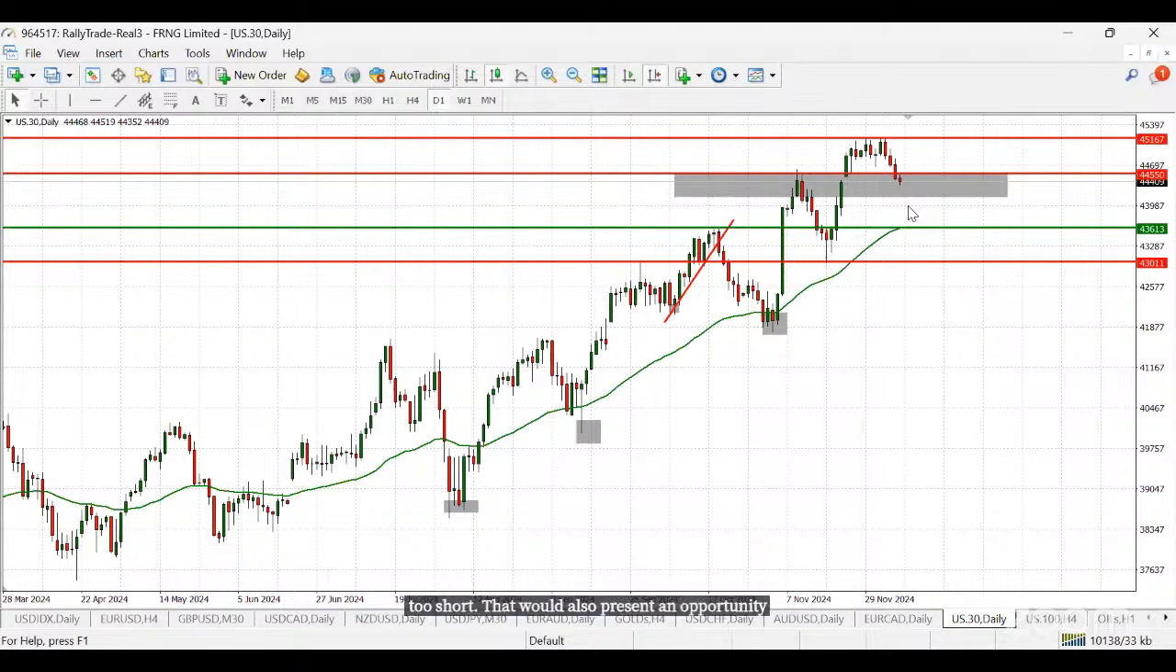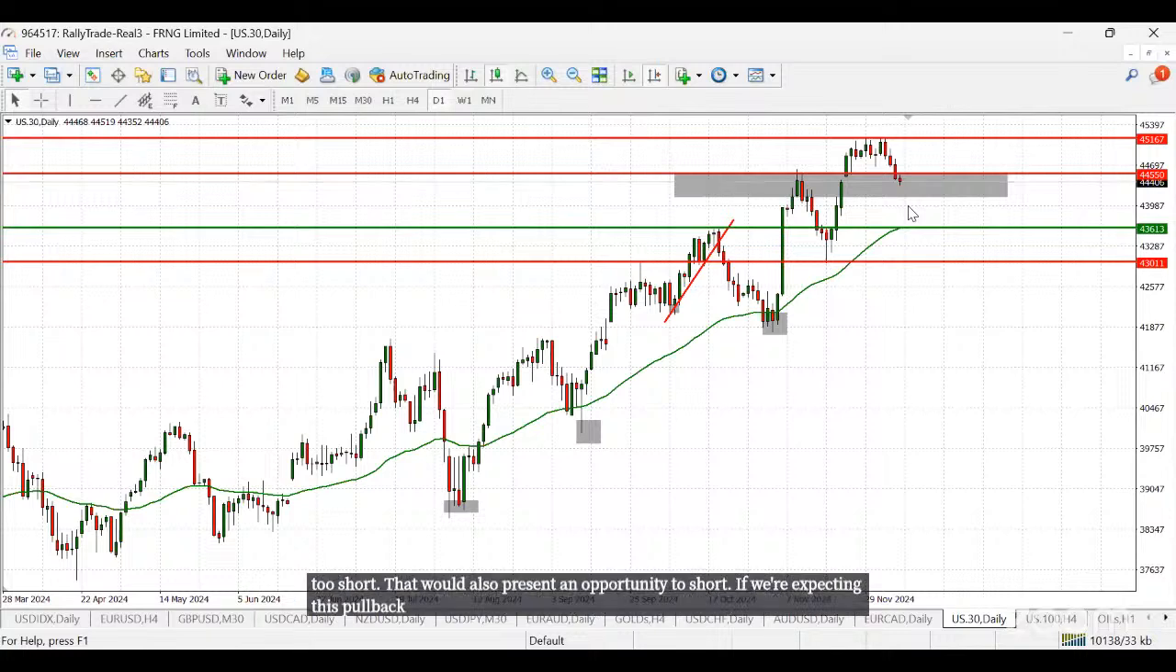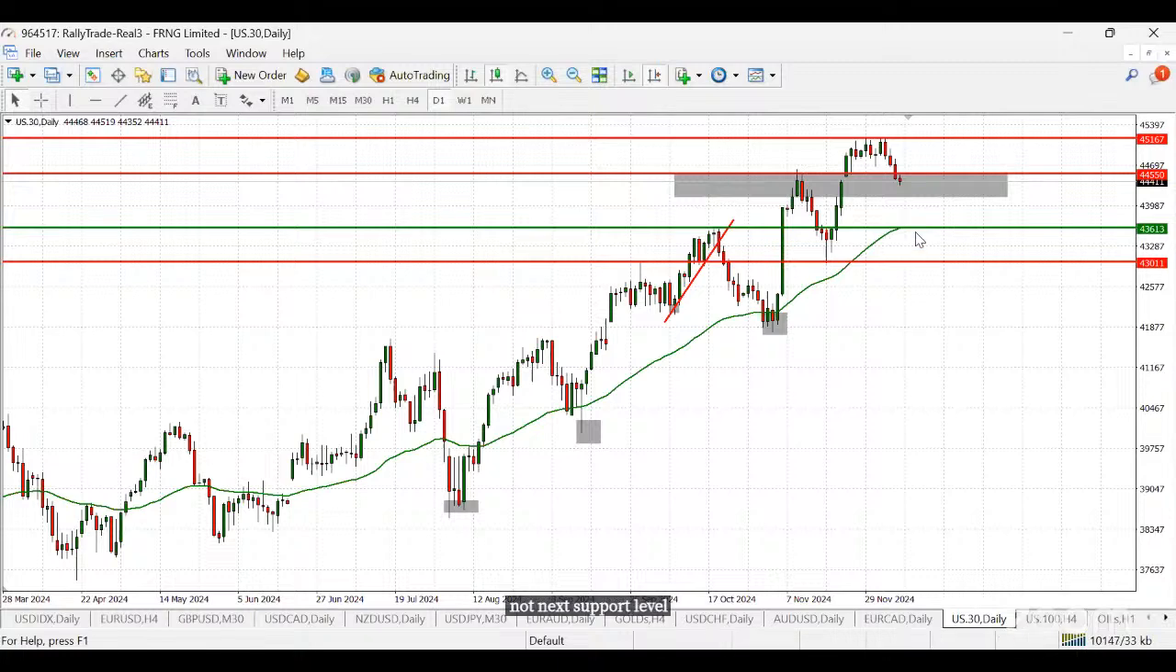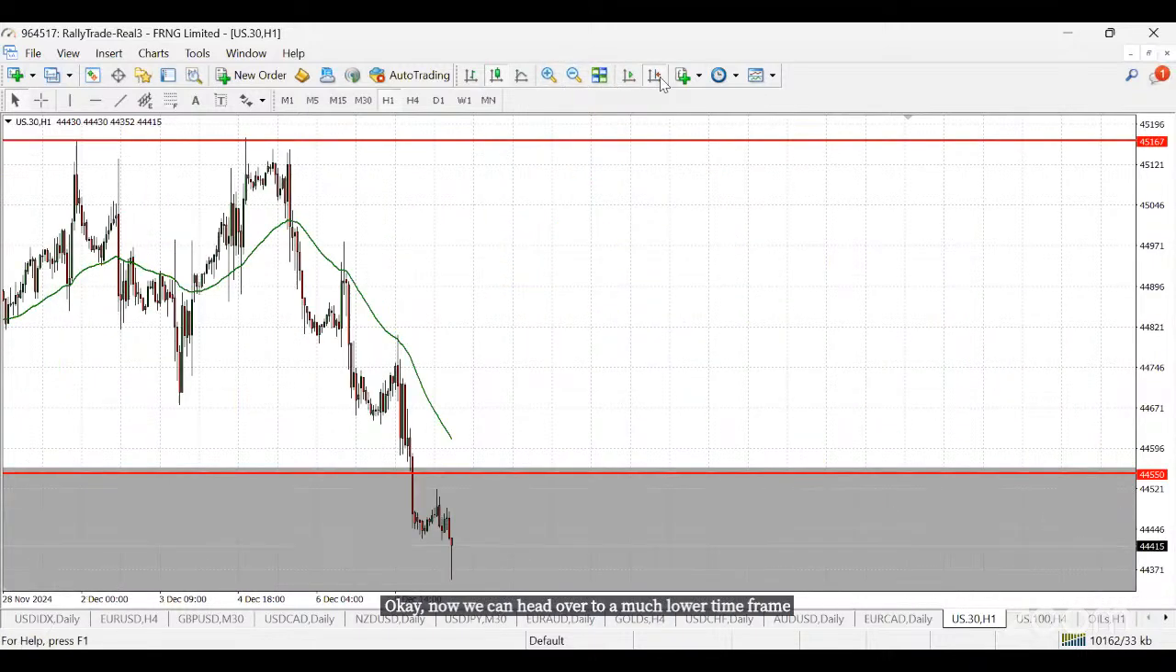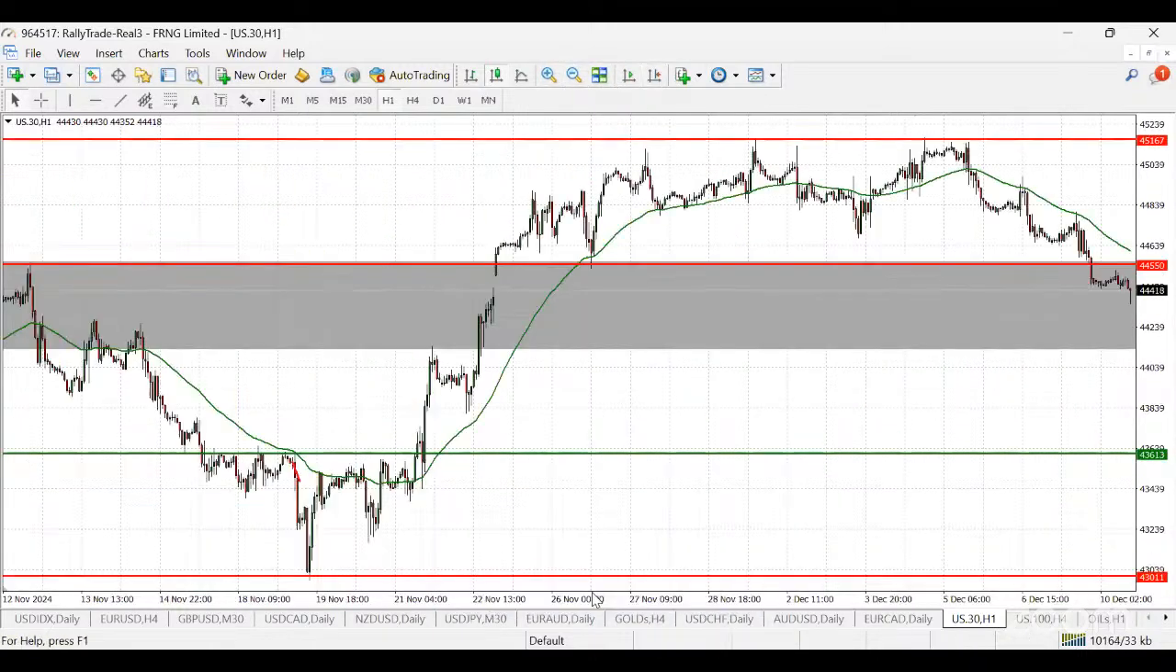If we're expecting this pullback to happen up till that next support level, which coincidentally is also in line with the 50 period moving average, you see. All right, now all of this is to give us the overall direction of this index. Now we can head over to a much lower time frame. For instance, this is 1 hour.